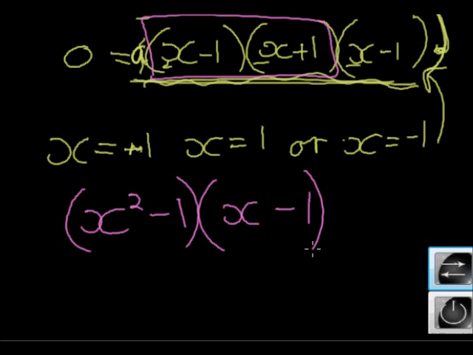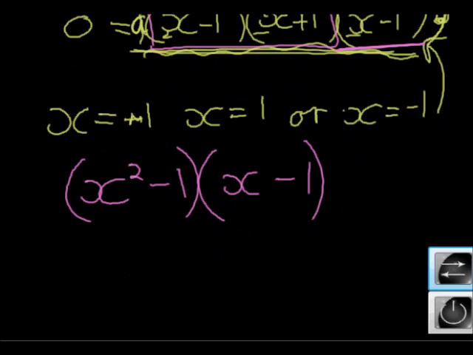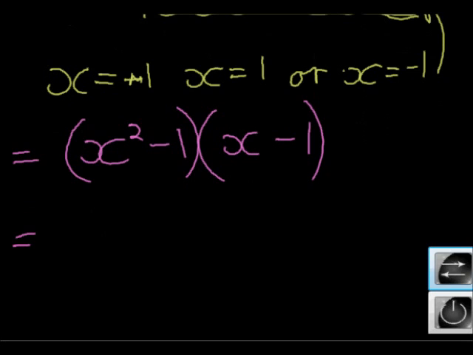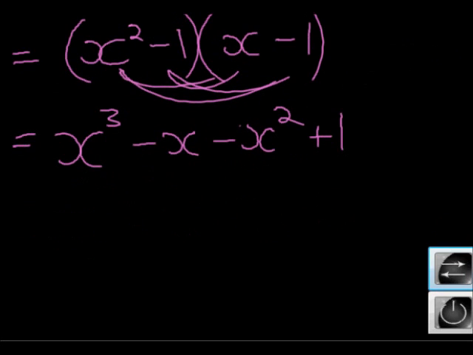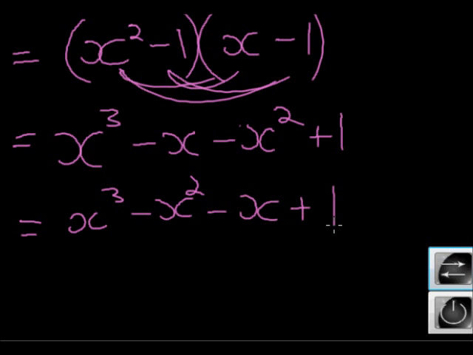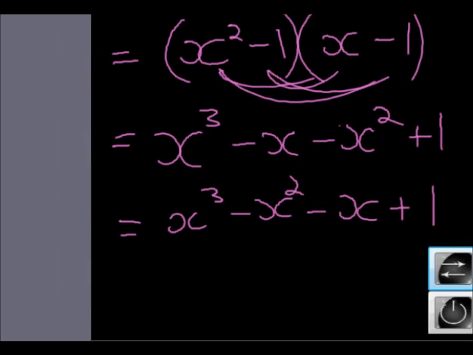Okay, so from here, if I multiply these two out, I still have to multiply this third one. So here I'll take the long method. There's no difference of two squares here, please. So x times x squared is x cubed. Minus 1 times x is negative x. Minus 1 times x squared is negative x squared. Negative 1 and negative 1 is plus 1. So then I would have x cubed minus x squared minus x plus 1. And that would have been f(x).